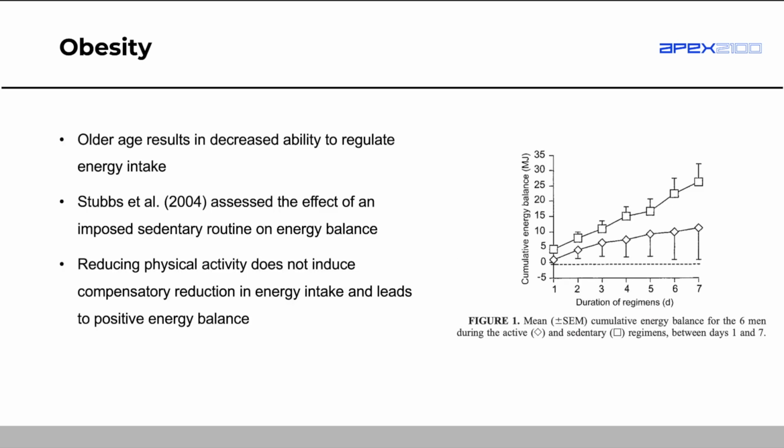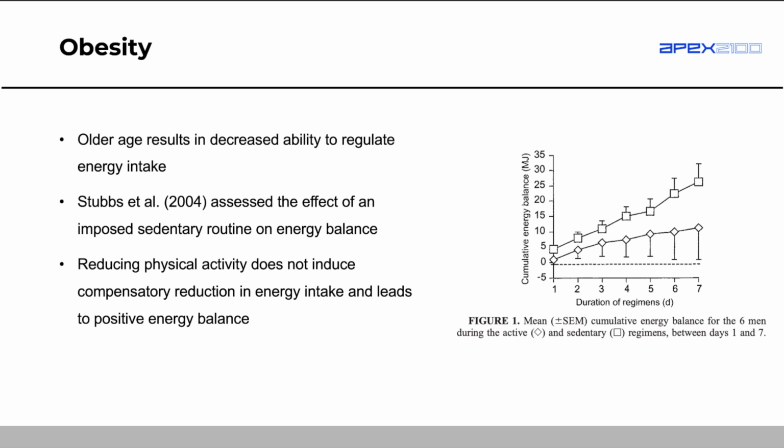So we've seen that older age is associated with less physical activity. It also results in a decreased ability to regulate our energy intake. So with this gradual decline in physical activity from middle to older adulthood, we need to also decline our energy intake in order to maintain our energy balance. Otherwise, we're going to gain fat. So it's been shown that older people have a decreased ability to regulate their energy intake.